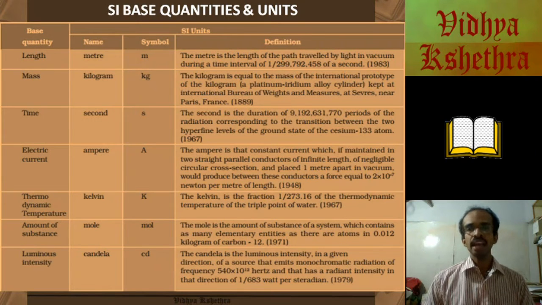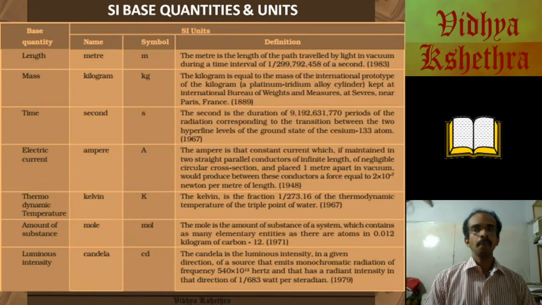The ampere is that constant current which, if maintained in two straight parallel conductors of infinite length of negligible circular cross section and placed 1 meter apart in vacuum, would produce between the conductors a force equal to 2 into 10 raised to minus 7 Newton per meter of length.